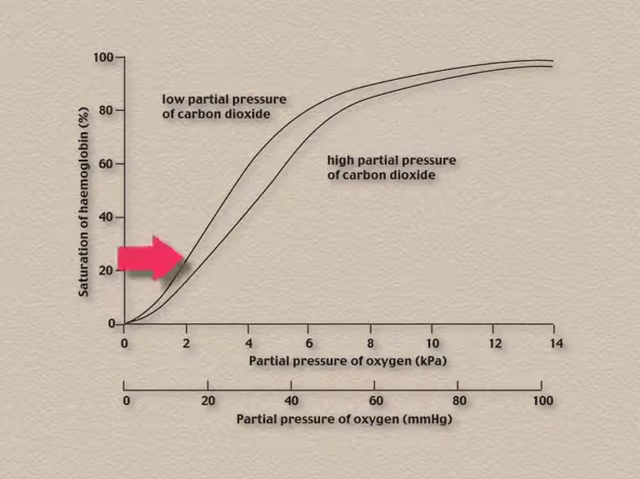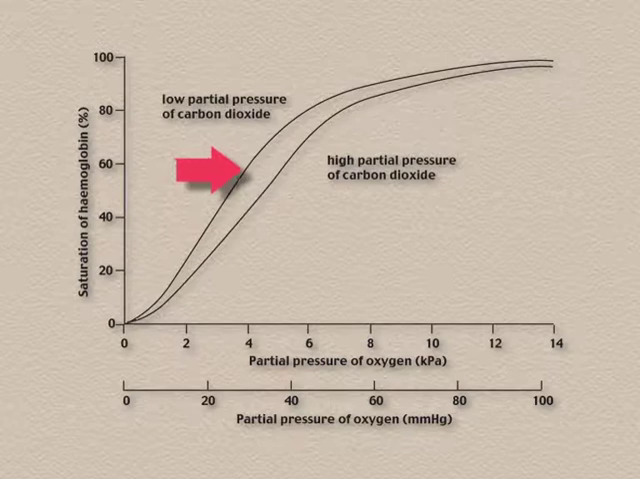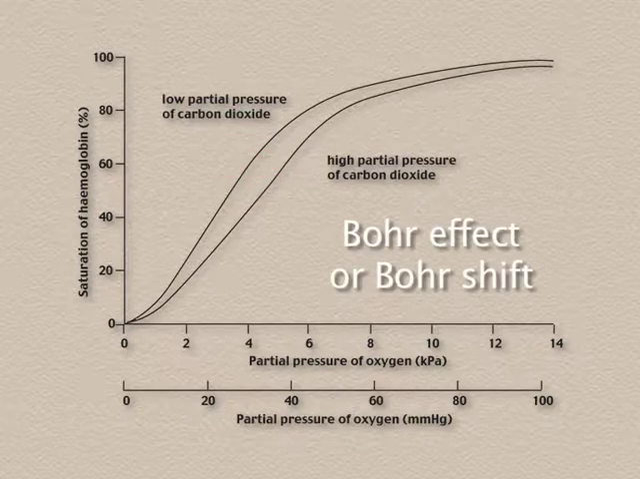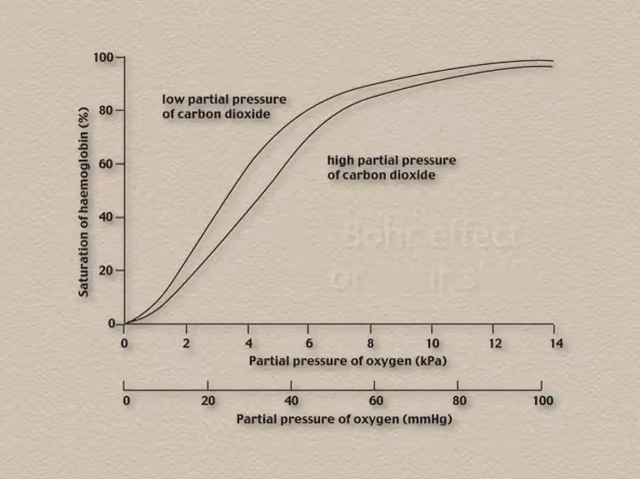This graph shows that when the partial pressure of carbon dioxide increases, as occurs at respiring tissue, then the curve shifts to the right. This is called the Bohr Effect, or Bohr shift, named after Christian Bohr, who discovered it in 1904. You can see that the hemoglobin unloads oxygen at higher partial pressures of oxygen, or more readily than usual. So, the Bohr shift means that the respiring tissues receive more oxygen. When the oxygen dissociation curve shifts to the right, then the hemoglobin's affinity for oxygen has been lowered.